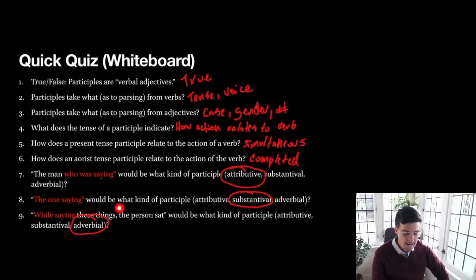So then 3 English examples here. You'll notice that we haven't had any Greek up here yet. This is intentional so that we get the grammar and syntax of participles introduced first. The man who was saying would be an attributive participle because the who was saying is modifying the noun the man. The one saying would be a substantival participle because it is doing the action of the noun itself. It's standing in for it, or it's substituting for the noun.